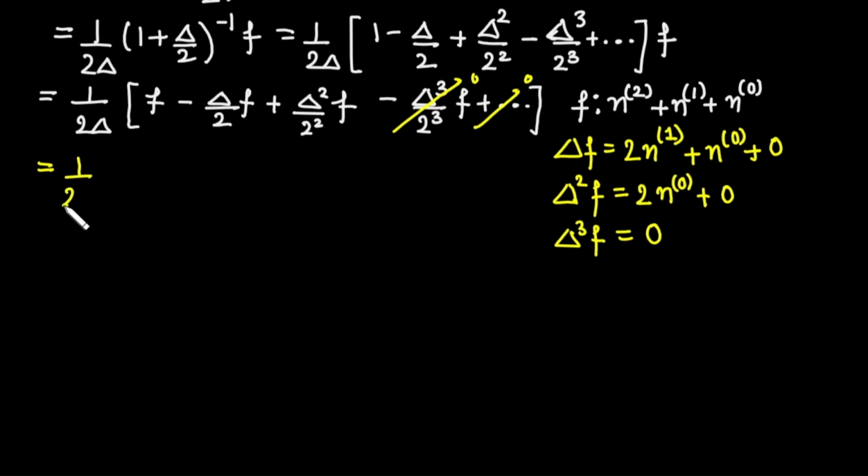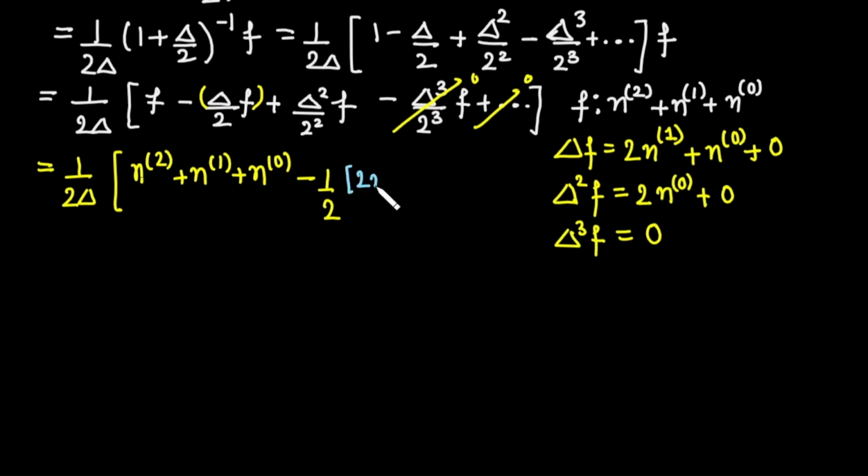We can write 1 upon 2 delta. Function is n raised to power 2 plus n raised to power 1 plus n raised to power 0 minus 1 by 2 as it is the value of delta f, that is 2 n raised to power 1 plus n raised to power 0. In place of this is plus 1 by 2 square is 4, delta square f is 2 of n raised to power 0 and all other terms are zeros.